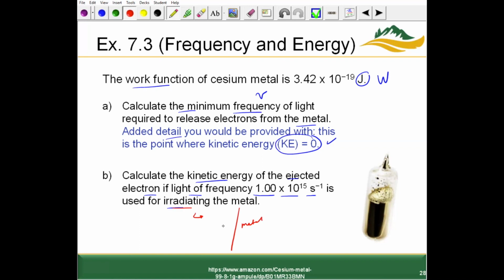If we're irradiating it, we are shining radiation at it or hitting it with radiation. That is causing those electrons to be emitted from the metal. So that's irradiating the metal, exposing the metal to radiation. Here the radiation has this given frequency. And this is what cesium metal looks like in an ampule. So it's kind of a pretty material, pretty solid.